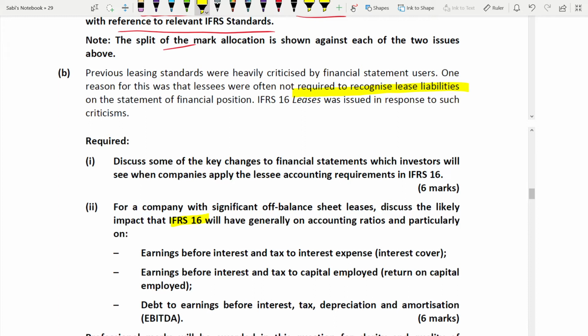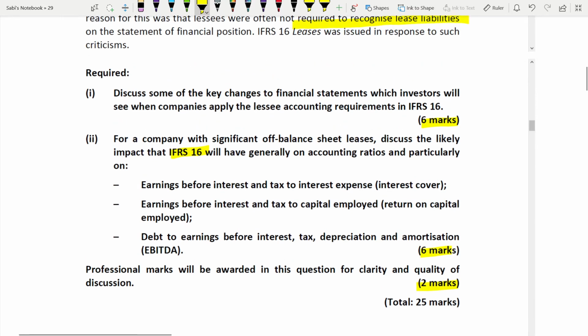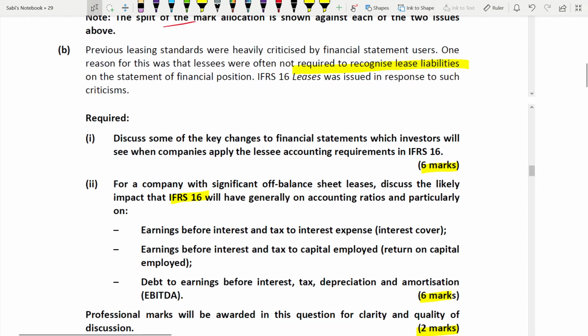Because of this, they have issued IFRS 16. The first part is for 6 marks. The second part is also for 6 marks, but in the second part you have professional marks also. The first one asks what key changes to the financial statements investors will see when companies apply the lease accounting requirements of IFRS 16. It is lessee accounting. They are not talking about lessor operating versus finance lease. They are talking about the lessee, right of use asset versus lease liability. So first understand that.